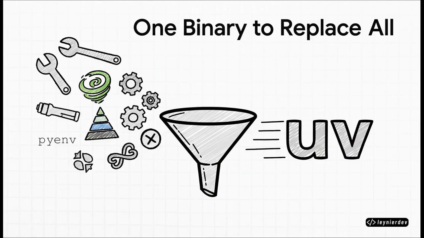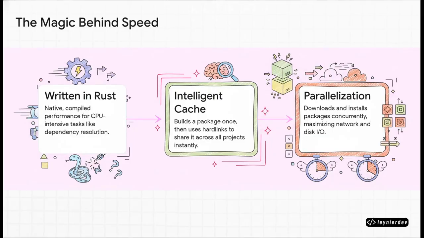Remember that fragmented universe of tools we just talked about? Well, UV's goal is to replace all of them with a single lightning-fast program. This isn't just an improvement, you guys. It's a radical simplification of the entire Python developer experience. So how in the world does it get this fast?